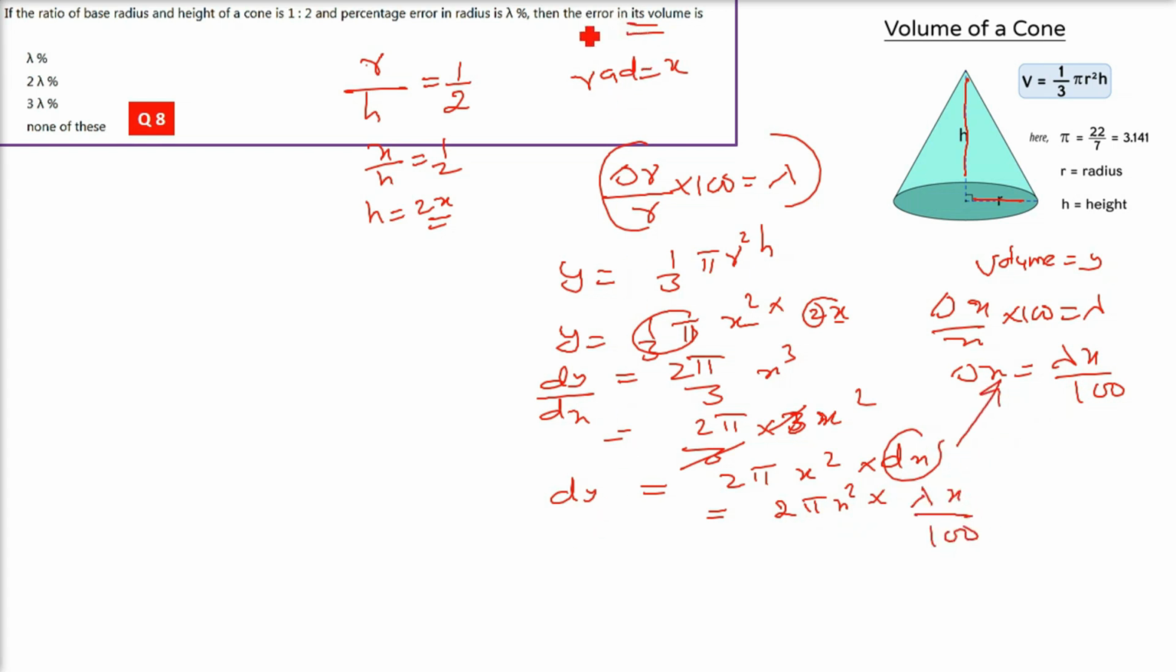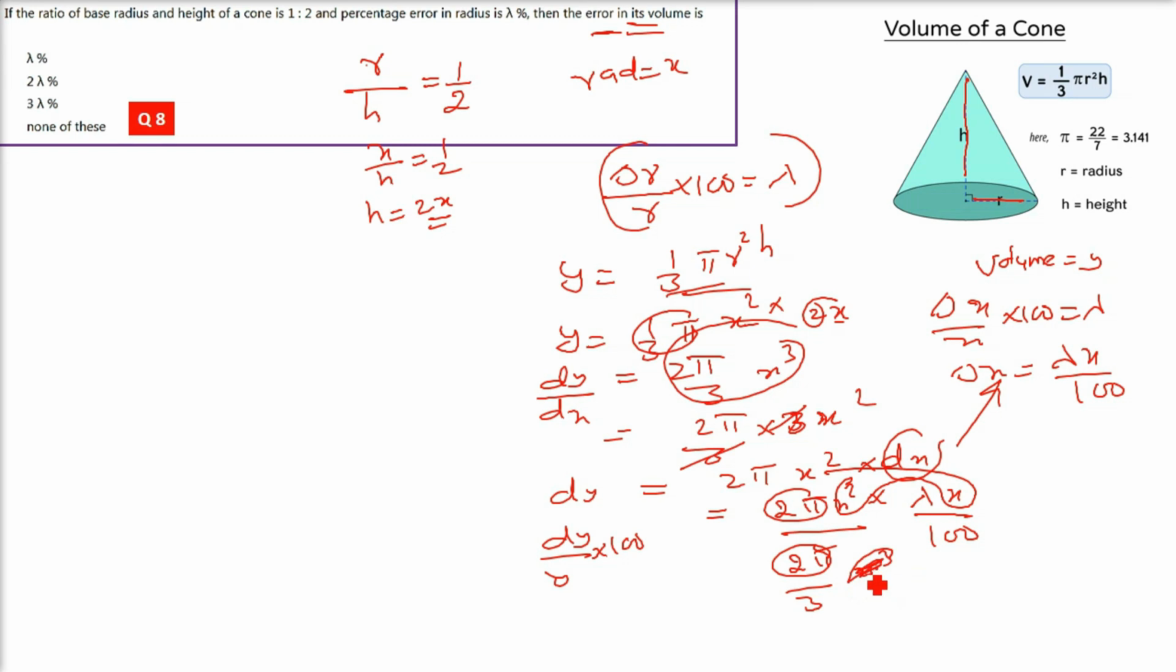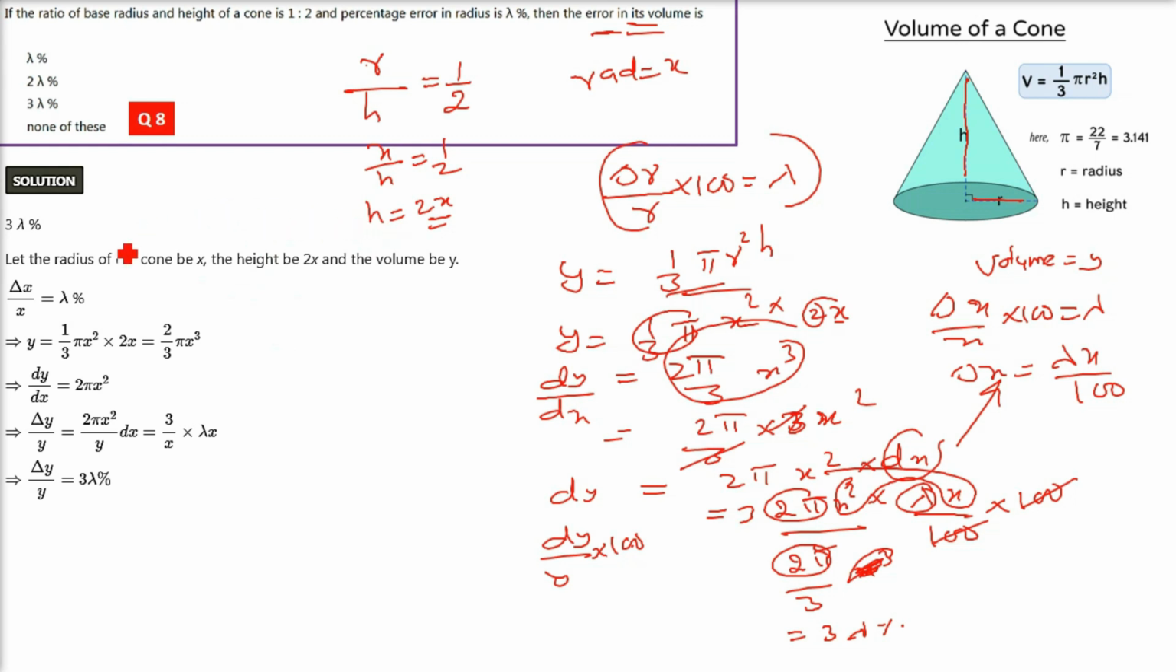Now we need percentage error. So you need dy by y, sorry, into 100, and that is what we wanted. And since I have divided y on the left, we have to divide this 2 pi by 3 x cube here also, and we have to multiply by 100 also. So this x square and x goes, it can be cancelled. 2 pi can be cancelled. You have 100 multiplied, so 100 also gets cancelled. 3 goes up, lambda is there. So you have 3 into lambda as dy by y into 100, which is the percentage error in the volume. So this is how you are going to follow and write.